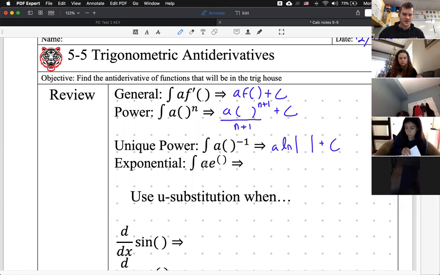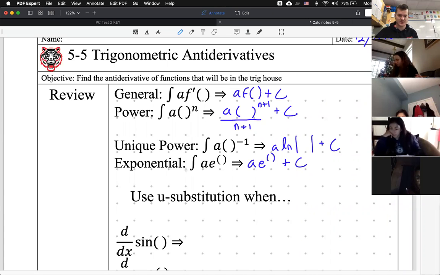And then the antiderivative of this one, e to the x. It's just the same, but plus C. Don't forget your plus C. So those are the four houses that we've gone over: general house, power house, natural log house, or just log house, and e house.